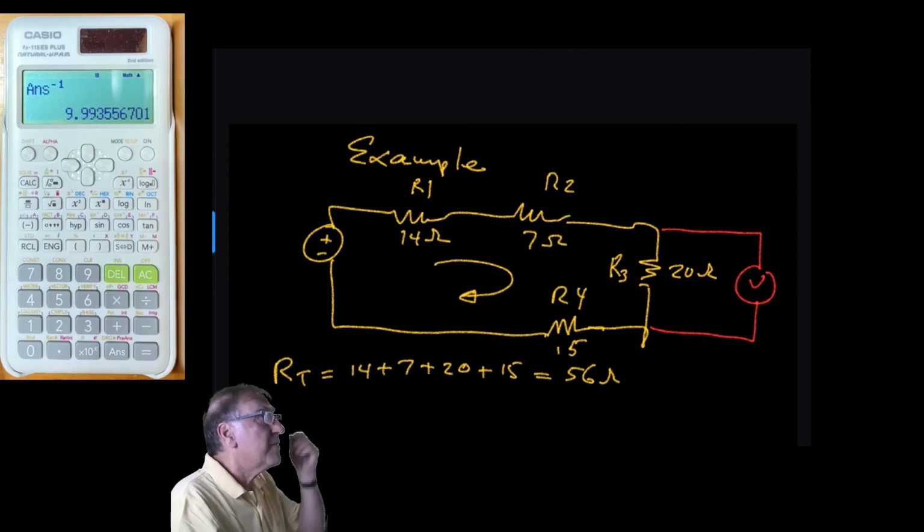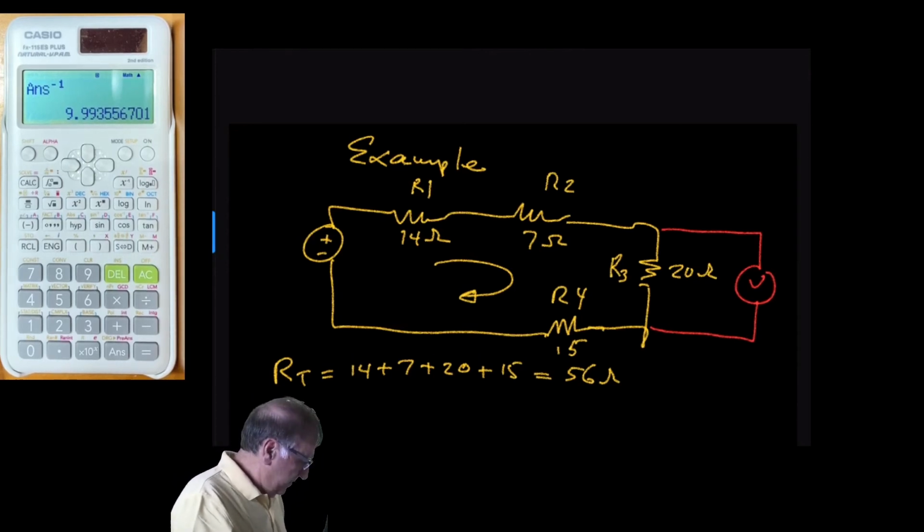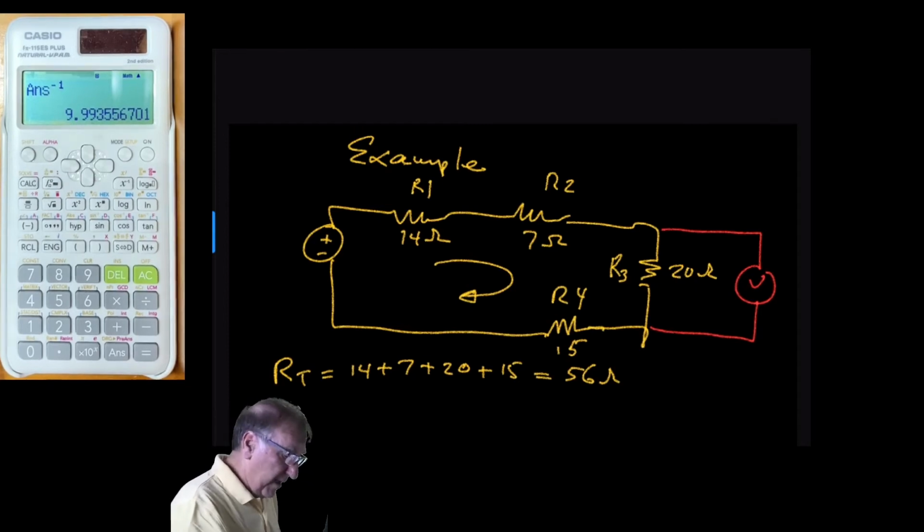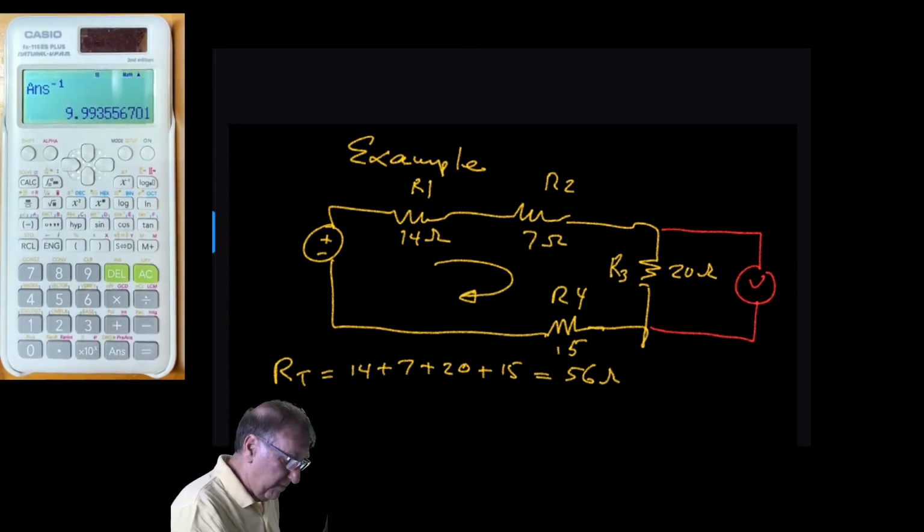As another example, we have a series circuit here which has 4 resistors in it. R1 is 14 ohms, R2 is 7 ohms, R3 is 20 ohms, R4 is 15 ohms. So to find the total resistance, we just add them up. 14 plus 7 plus 20 plus 15 is 56 ohms.